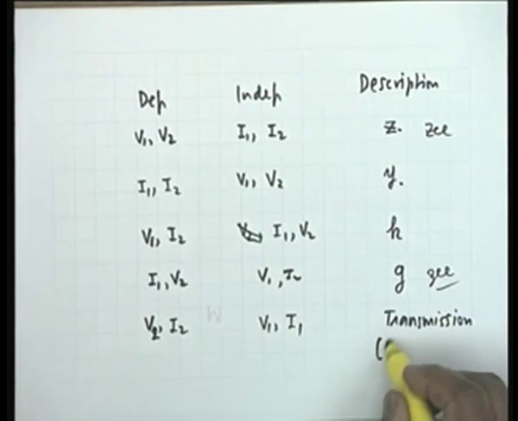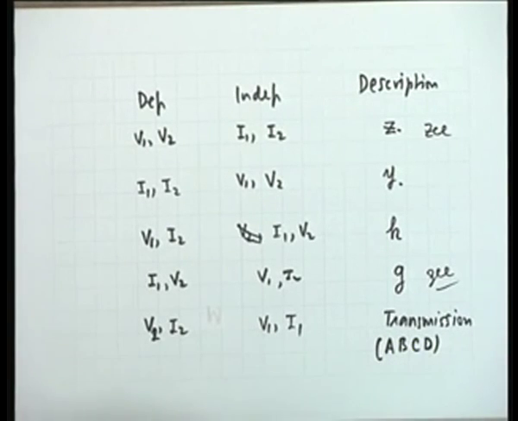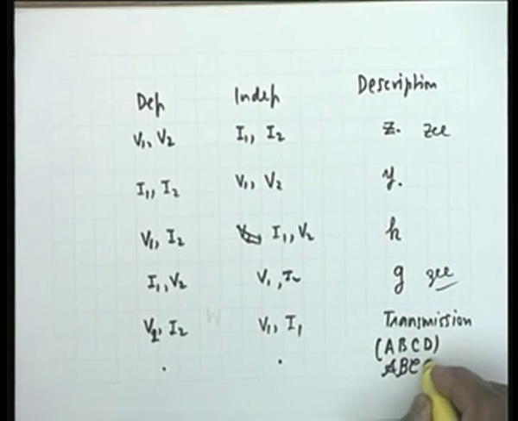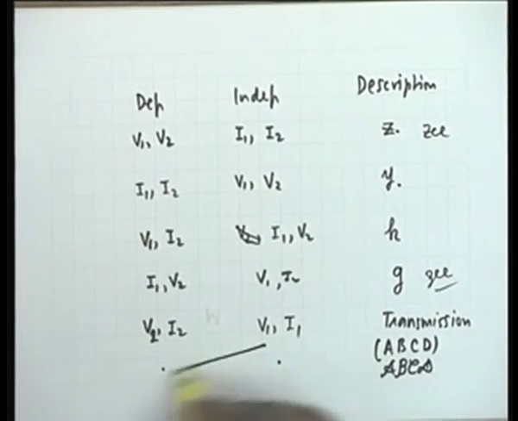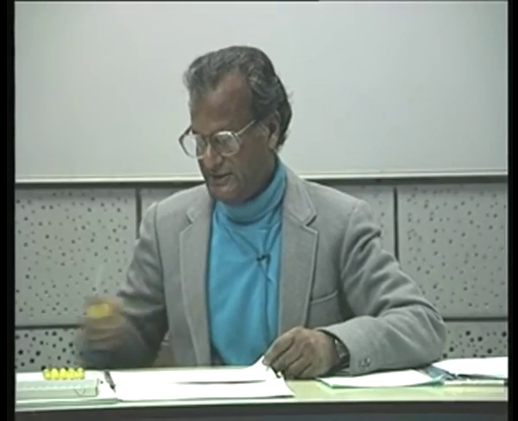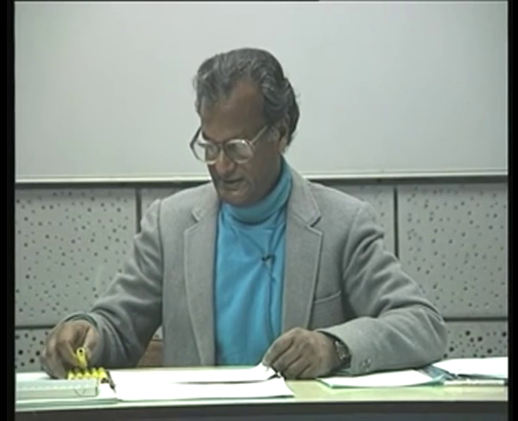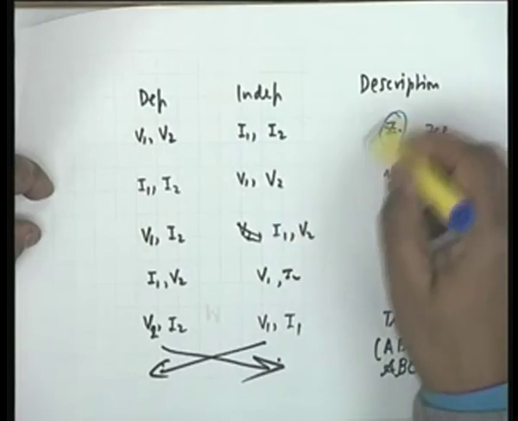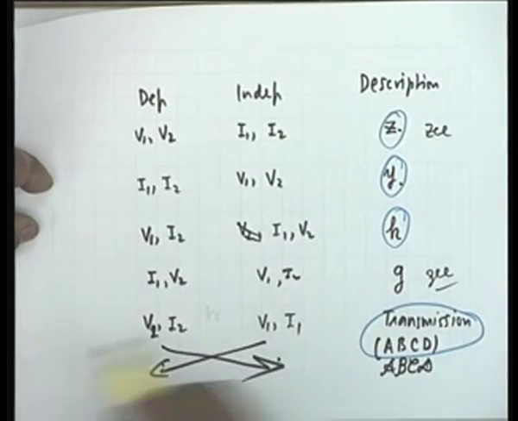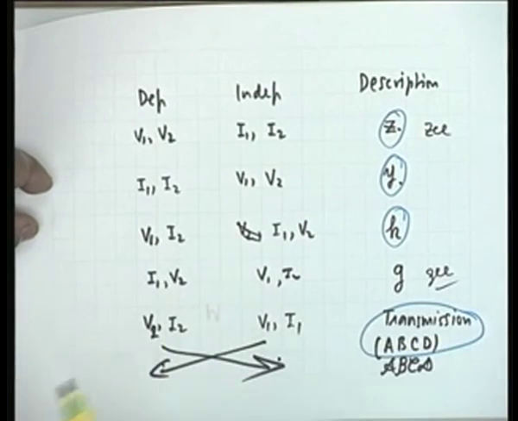Transmission parameters, or also called ABCD parameters. And if I repeat this, that is V1 I1 I bring here and V2 I2 I bring here, then they are called inverse transmission parameters, or they are sometimes denoted by script ABCD. So these are the 6 possible cases, and the cases that we shall discuss in detail are, first of all, the Z parameters, the Y parameters, the hybrid parameters and the transmission parameters. The other 2 are not very much used.